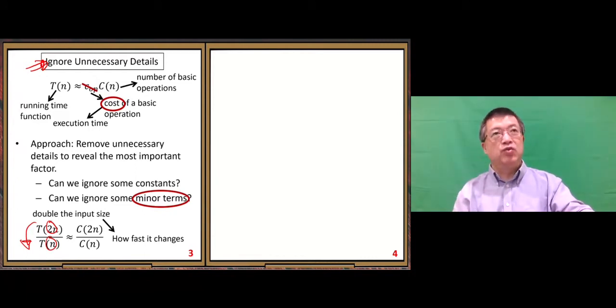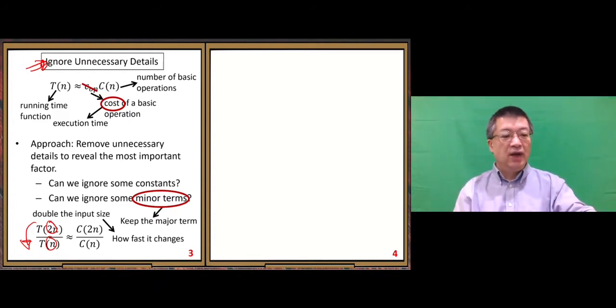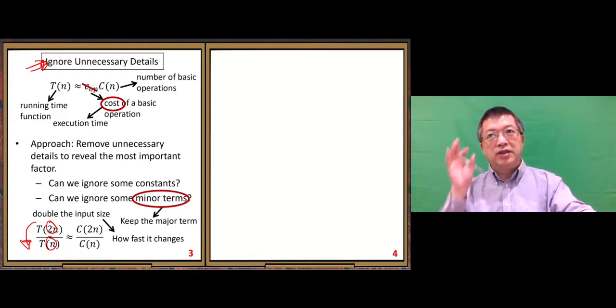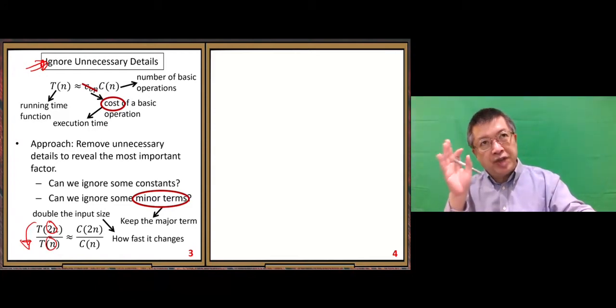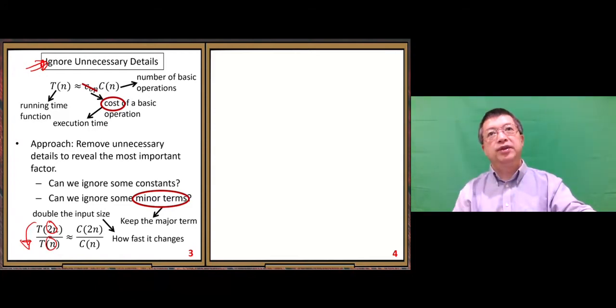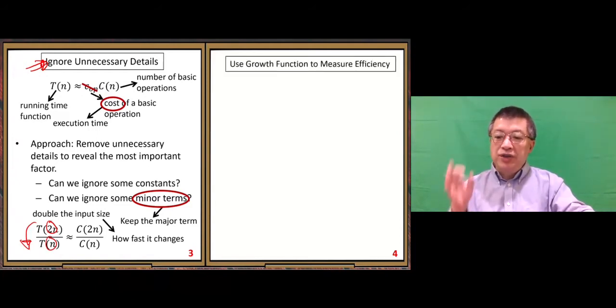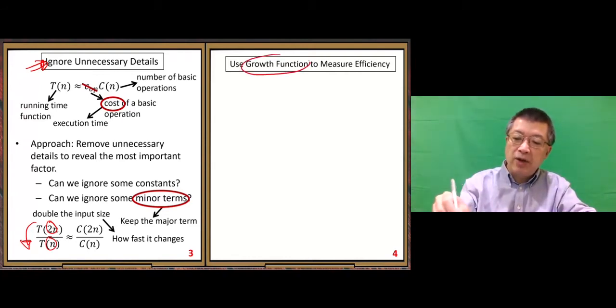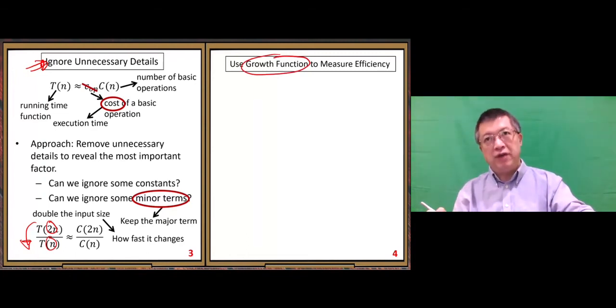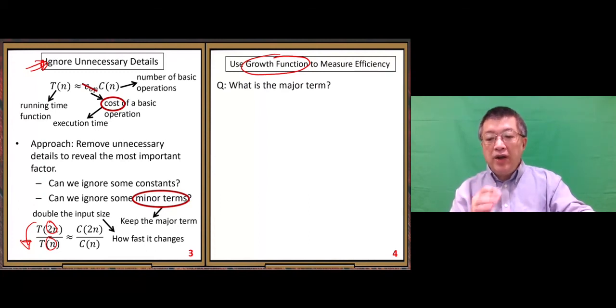What are the minor terms? What are the major terms? We want to compare them. When we do that, let's use some concrete example we just learned in the previous video. Use growth function to measure efficiency. In this part, we need to talk about a new concept called a growth function. What is a growth function? Let's continue our discussion from the previous half. What is the major term?